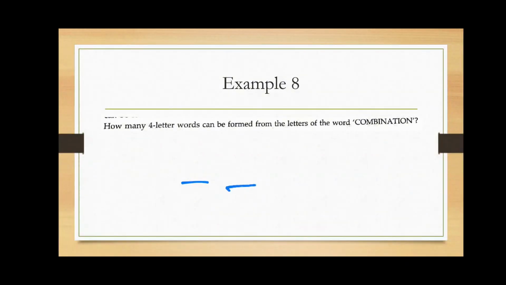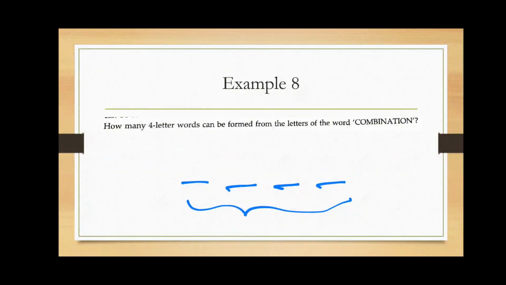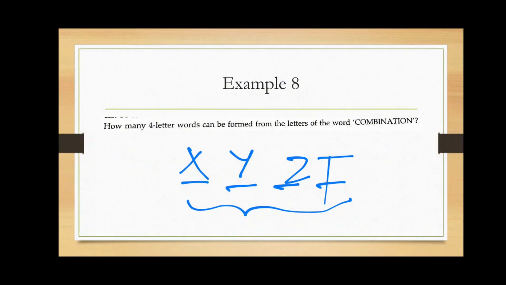See, if I have these 4 letters taken, now in these 4 letters, what may happen? All the 4 letters may be different because there are so many letters out there. So this can be X, Y, Z, T, any 4 different letters. Or it may happen that 2 of the letters may be same and the other 2 letters may be different. That can be another case.